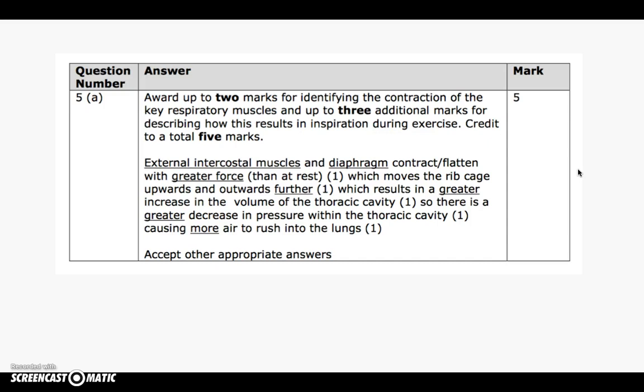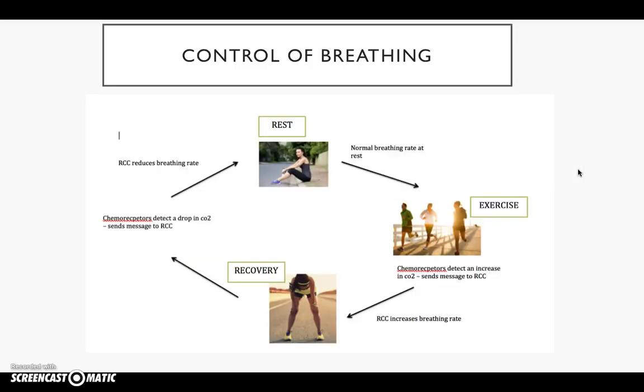Right, so now we know that when we exercise, we get those increases happening because we're getting muscular contractions taking place. What we need to know now is, how does that happen? That all happens because of the control of breathing, specifically the neural control of breathing. At rest we have a normal breathing rate. Then we start to exercise.